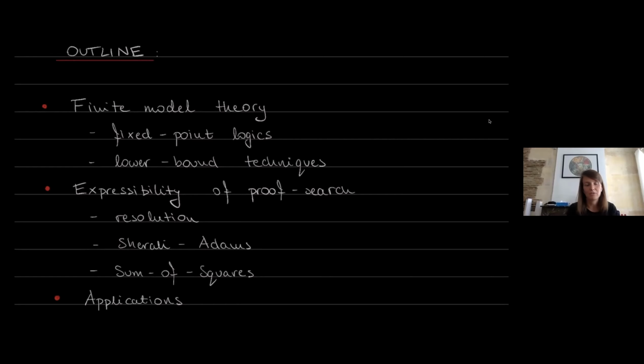And finally, I will mention briefly a few applications of those techniques. So I think a natural place to make a break is somewhere here. I guess we are going to have a 5 minute break in between the first and second part. Okay, so that's it. And as Jakob said, please interrupt me and ask questions if you have any.